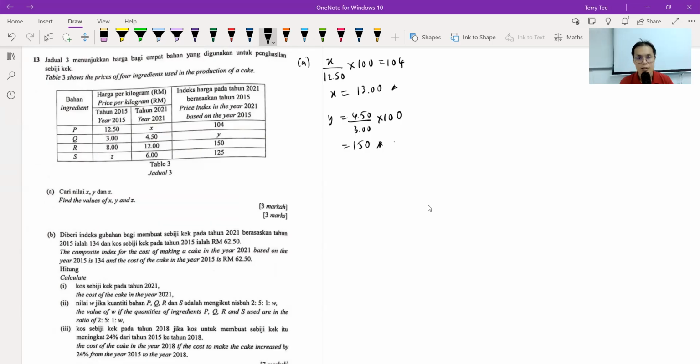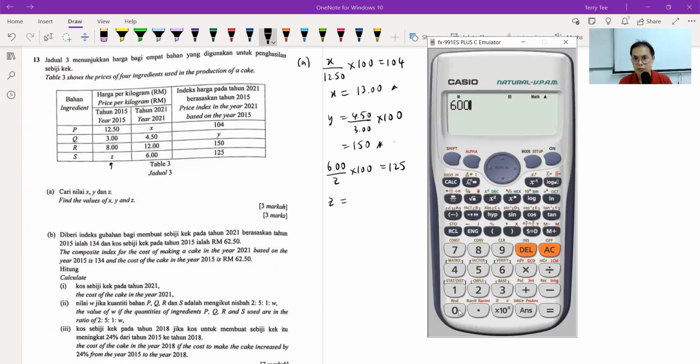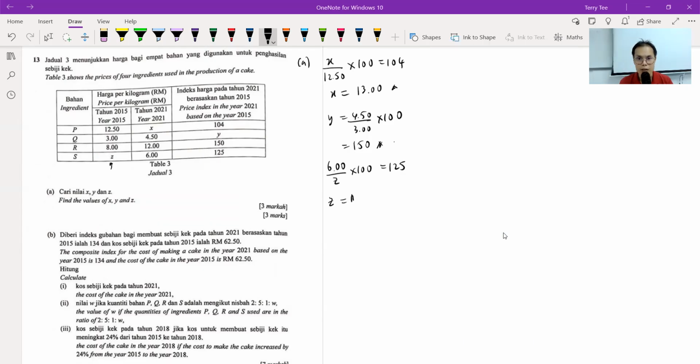How about z? Z is a price in the base year, year 2015. The price in the current year is 6 ringgit. Price in the base year is z times 100, my index is 125. So for me, I bring maybe 6 times 100 first. 6 times 100, 600. Bring the z up, bring the 125 down. You divide by 125. My z is 4 ringgit 80 cents. So this one is already in RM, just write 4.80. All right. So the first part is not difficult.